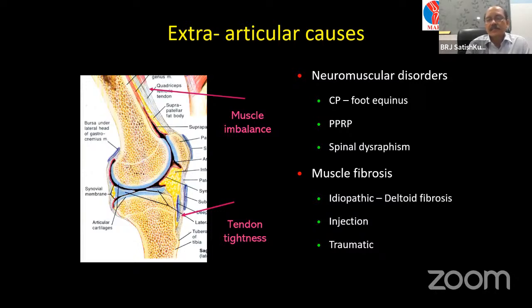And another typical example is muscle fibrosis. For example, a patient with idiopathic deltoid fibrosis can come with a shoulder abduction deformity. The deformity, the problem is at the joint level, but the pathology is at the muscle level, the segment level. So that's how we have to know whether the pathology is at the segment or at the joint, and where is the deformity.